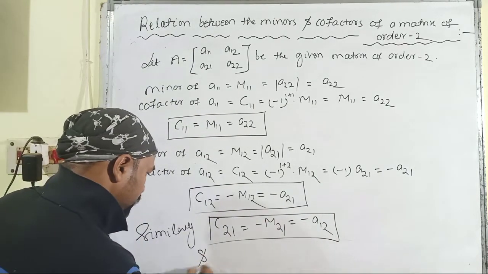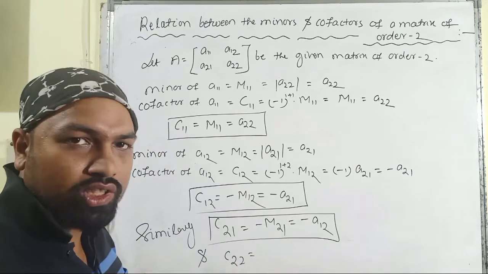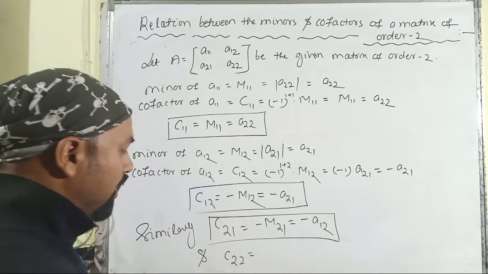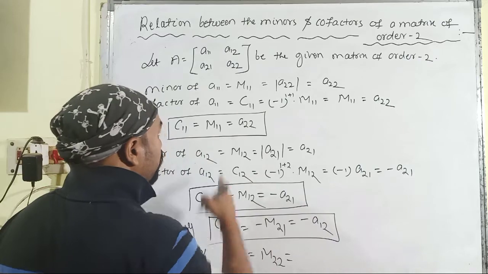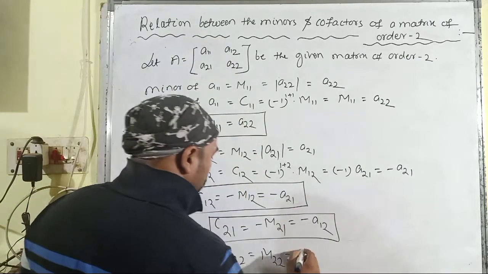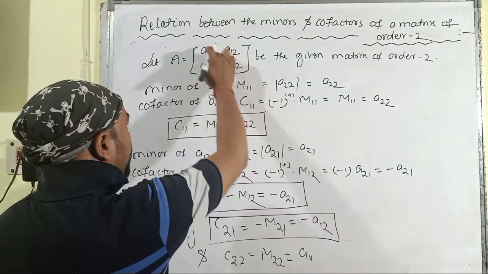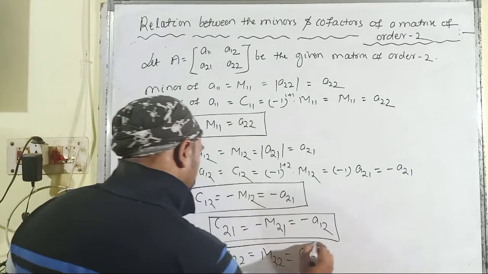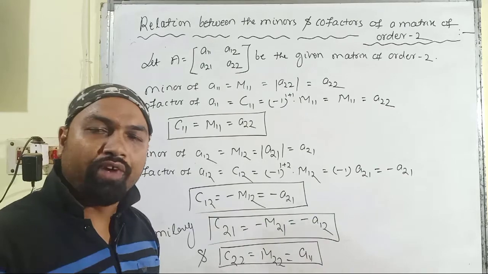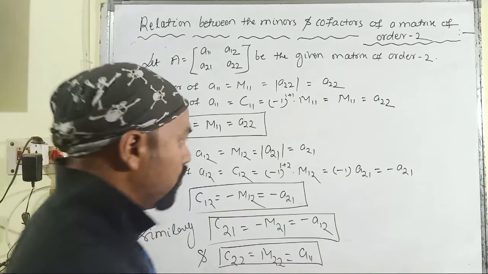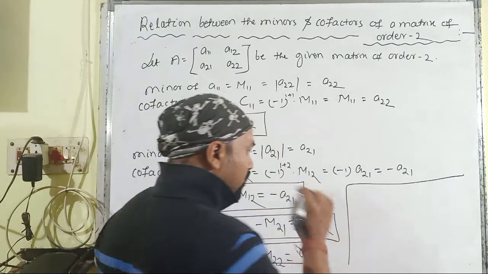And C22: the sum of 2 plus 2 is 4, so it will be on the positive side and will be equal to M22, and the value of M22 will be equal to A11, the opposite corner of A22. So these are the relationships between the minors and the cofactors of a matrix of order 2. Let us find out the minors and cofactors of a matrix by a shortcut.